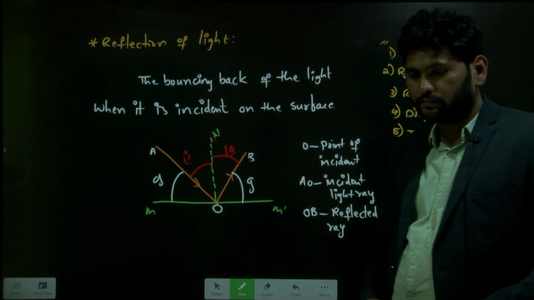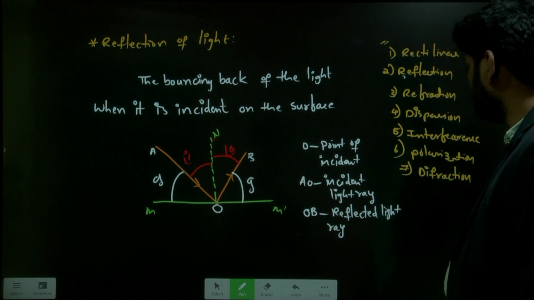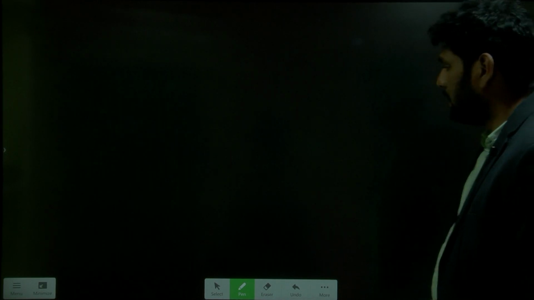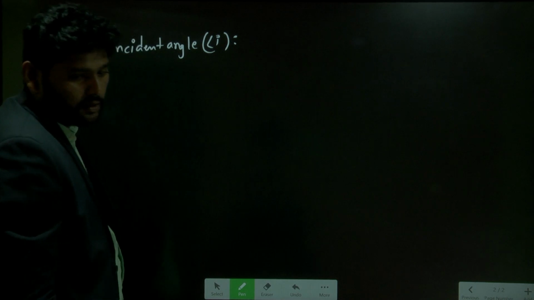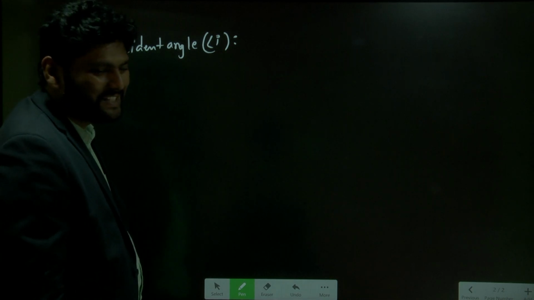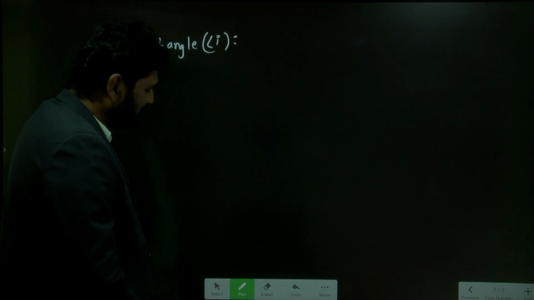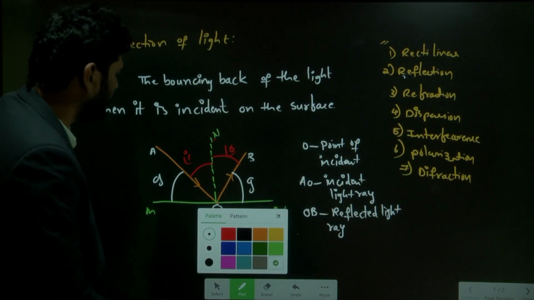Understand? Clear? Can I go for the next slide? Yes, sir. Better write down what is meant by incident angle. Angle of incident or incident angle? Can you define incident angle? What does it mean by incident angle? Just now we have taken it. This is the incident angle.